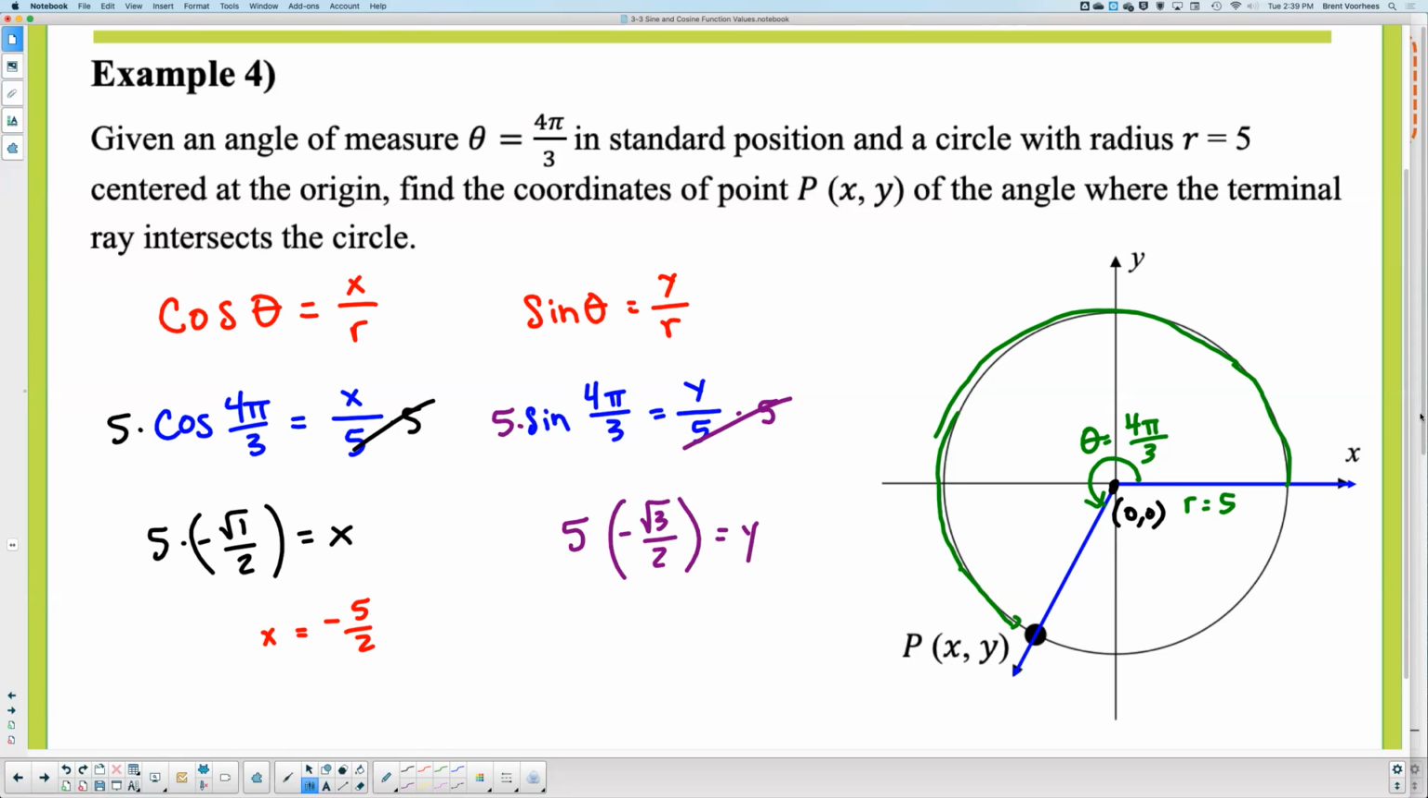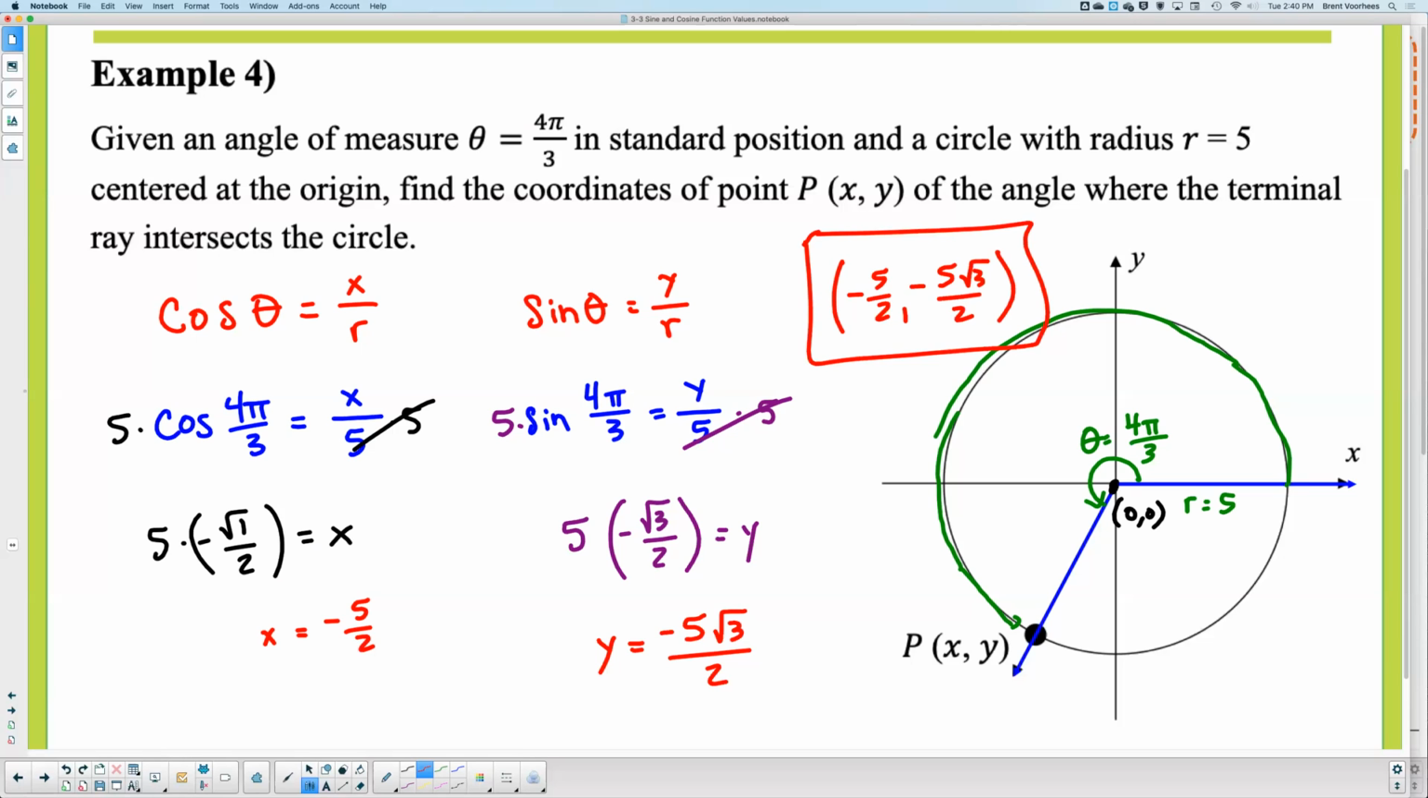So when I simplify that, what do I get for y? Well, nothing simplifies. So I'm just going to have negative 5 times the square root of 3. You do not multiply something outside a square root into a square root. You don't do it that way. So negative 5 square root of 3 all divided by 2. So what's the position of that point? That point is negative 5 halves, comma, negative 5 square root of 3 divided by 2.